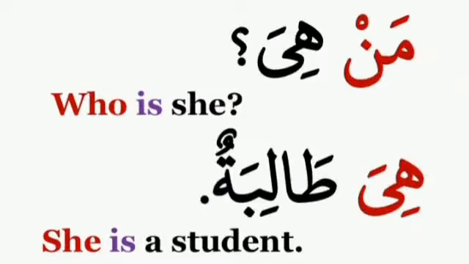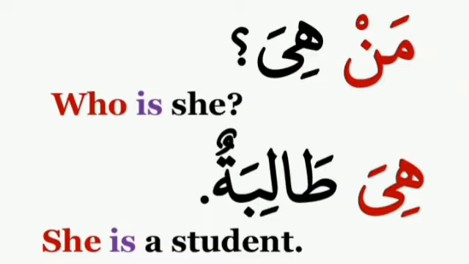من هي؟ Who is she? هي طالبة. She is a student. Remember, if you are talking about a male person, you should use talib.